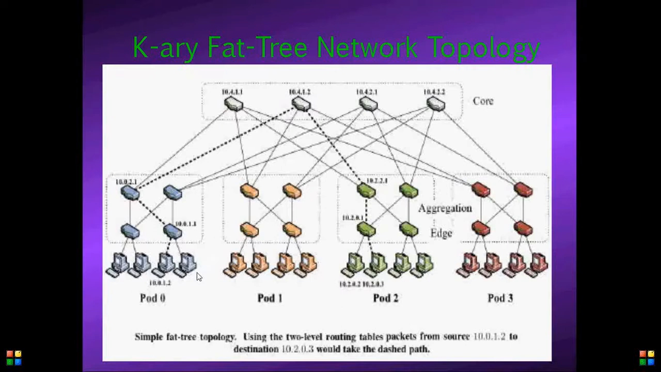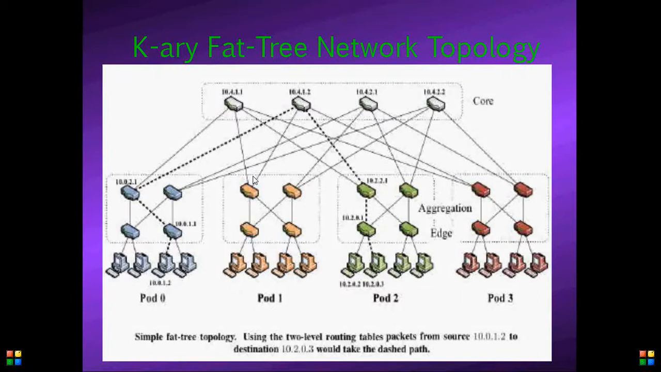Depending on the location of hosts, you can see that there might be multiple paths which connect them. For example, two hosts which are in the same pod can be connected using this path or this path. Similarly, if the hosts are located in different pods, then there might be multiple paths connecting them. For example, this one and this one can be connected using this way or this way.